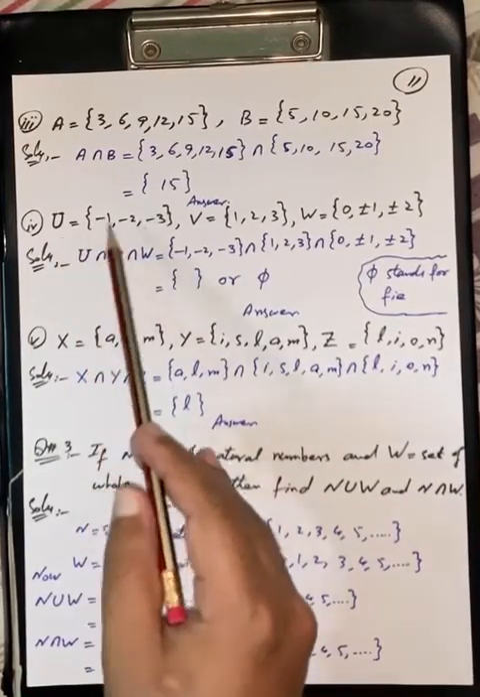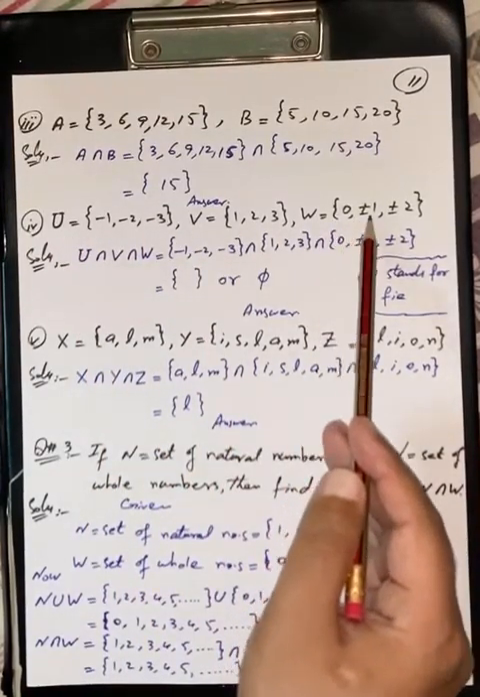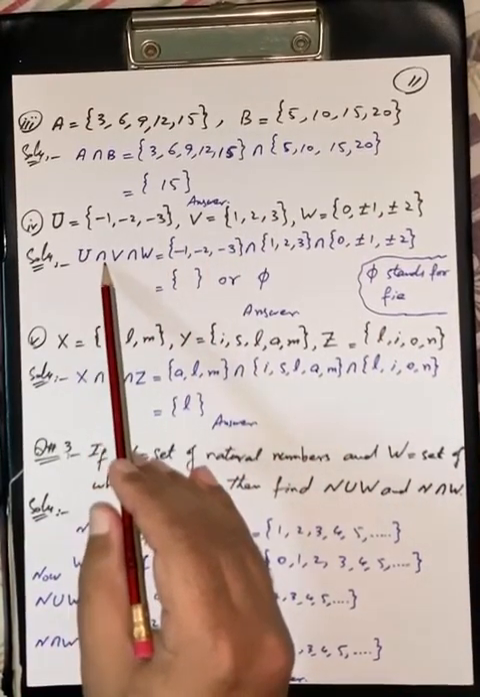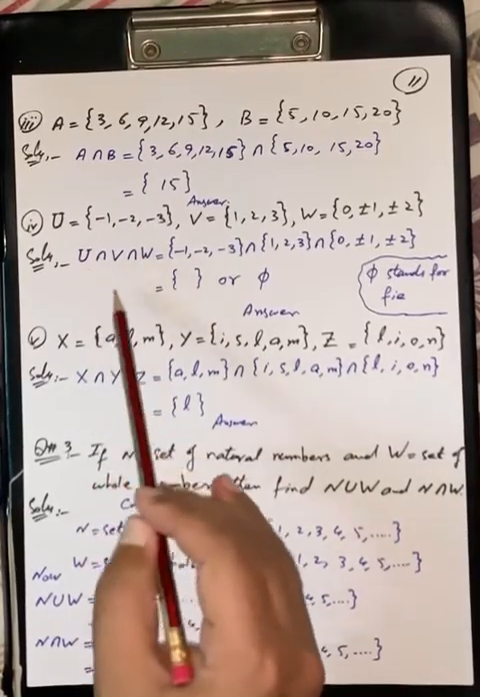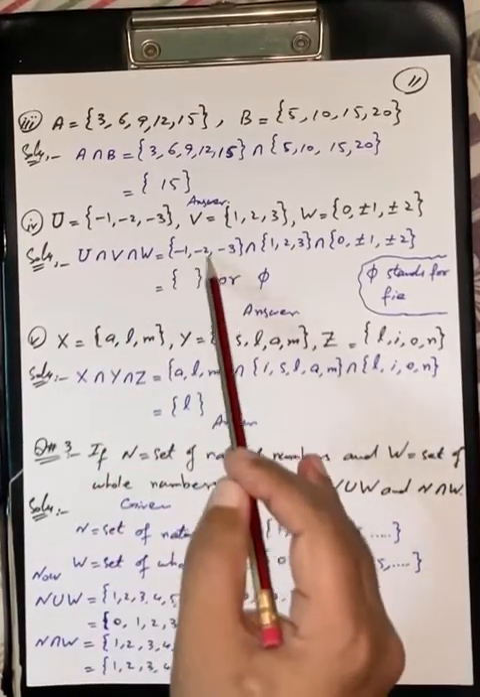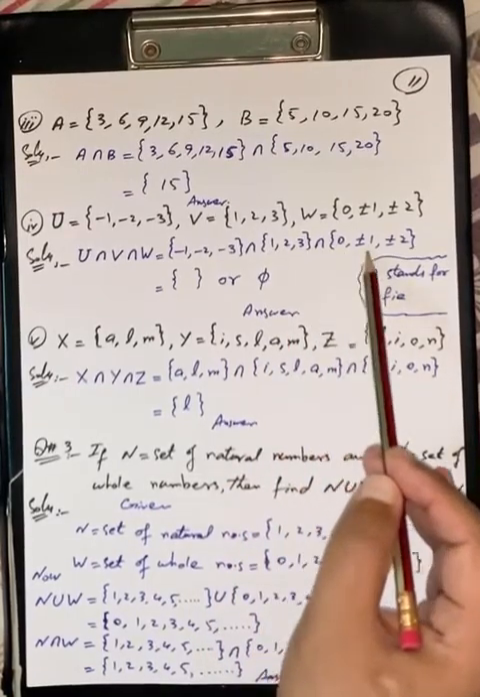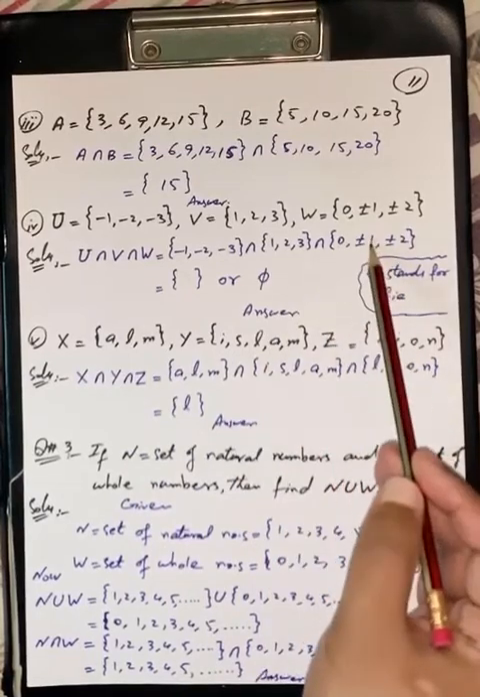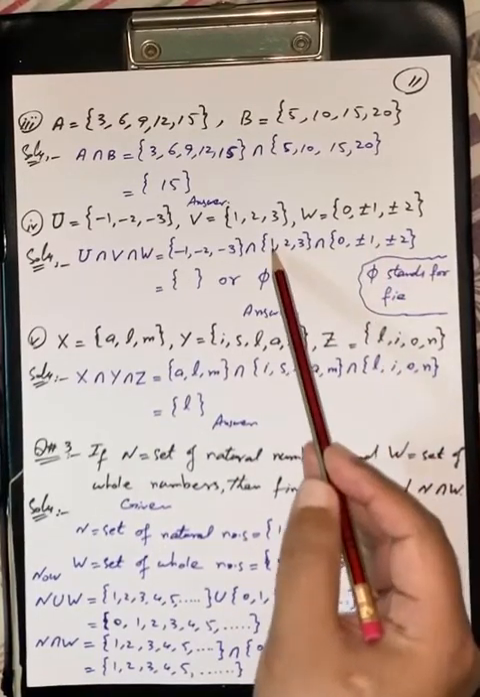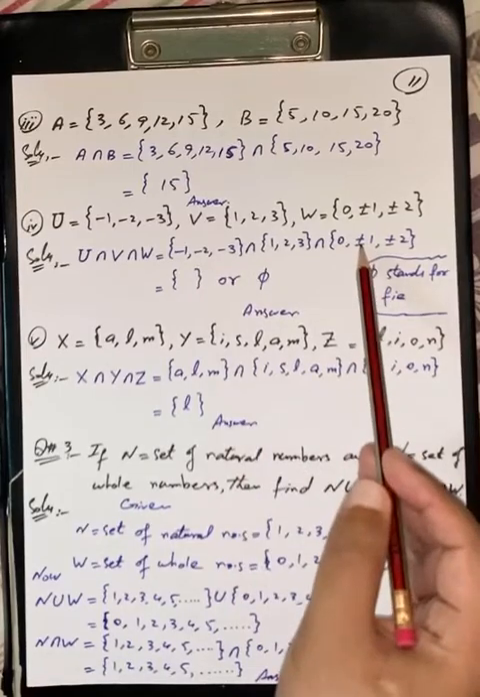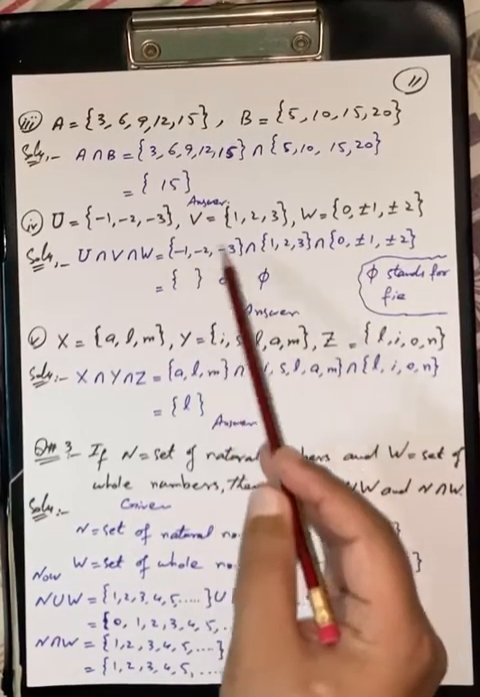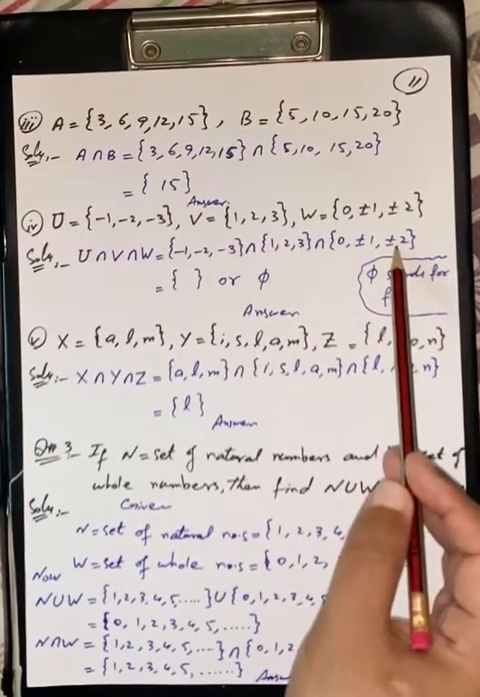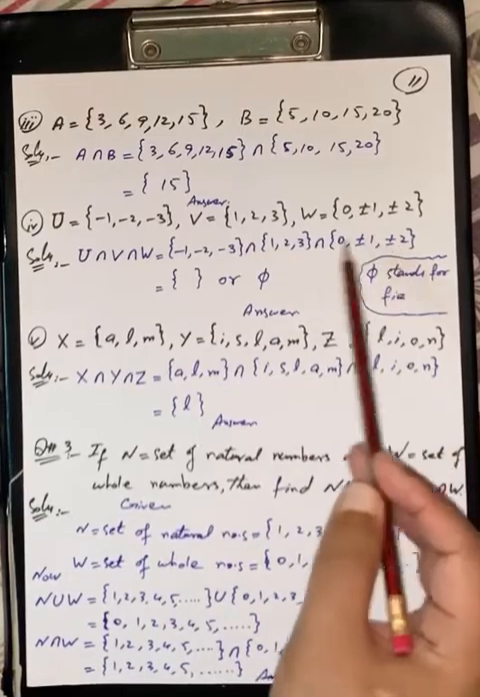Part number 4: set U, set V, set W. Set W is 0, plus minus 1 and plus minus 2. Keep in mind, okay? So I write U intersection V intersection W. Three sets, and we take the intersection. First set U intersection set V intersection set W's elements only. So what is common from all these? Let me see. It is plus minus 1. Plus 1 is there, but not here. Minus 1 is here, not here. Okay, it is not common. 0, not common. Plus minus 2. Plus 2 here, not here. Minus 2 here and here.